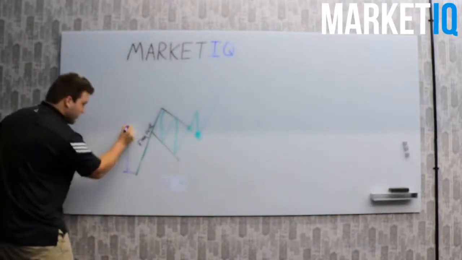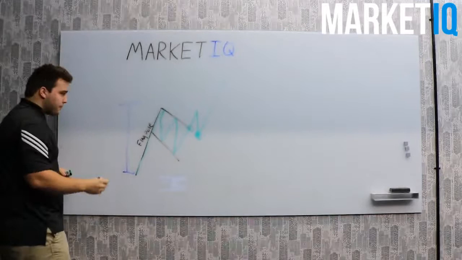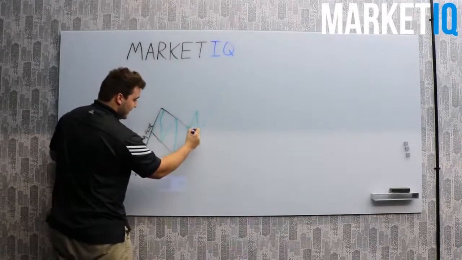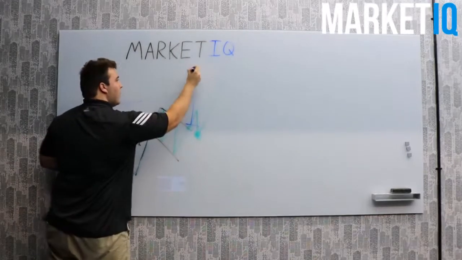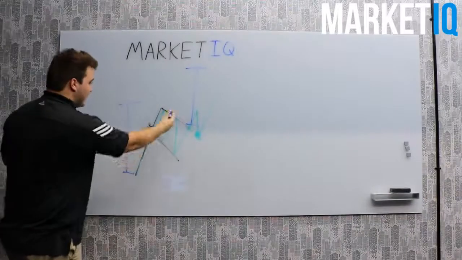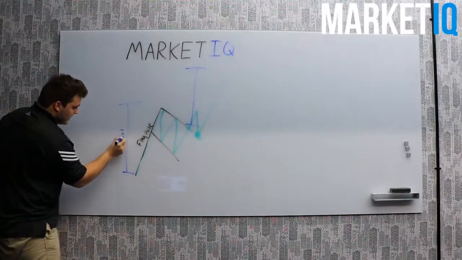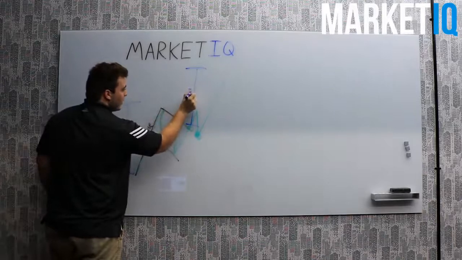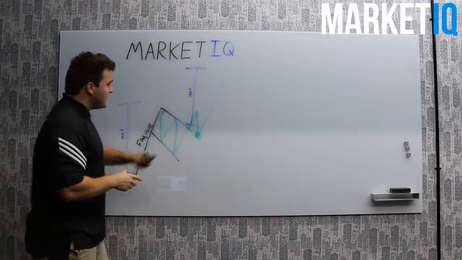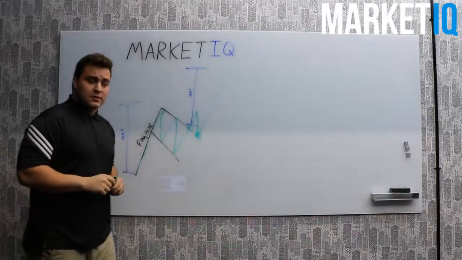measure out the height of the flagpole and take that exact level and put it over here. Now, it might not be exactly even here, but you say this is 100 pips, this is going to be 100 pips. So now your flagpole signal just got you 100 pips.